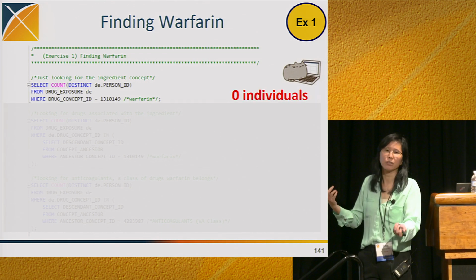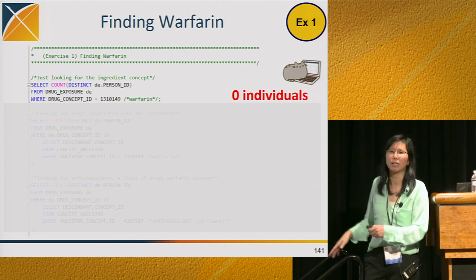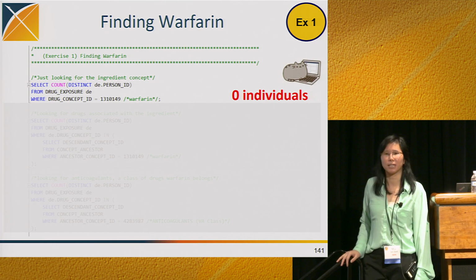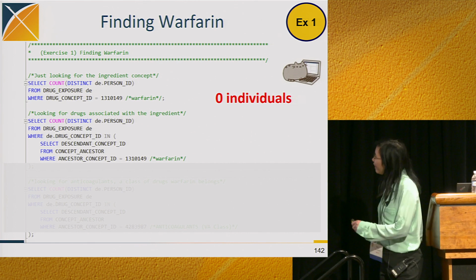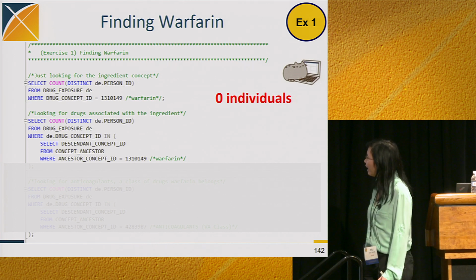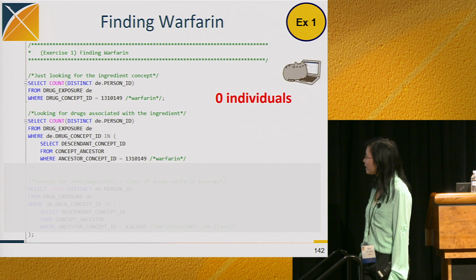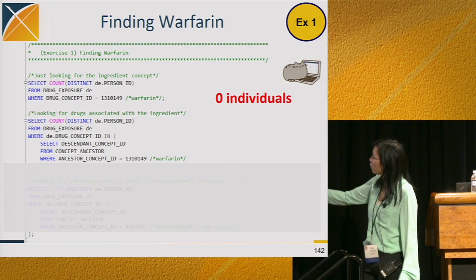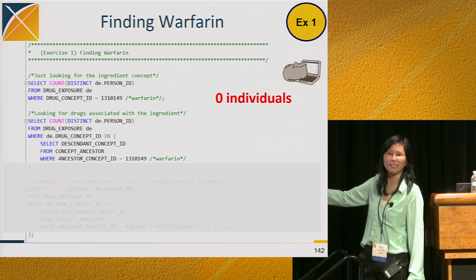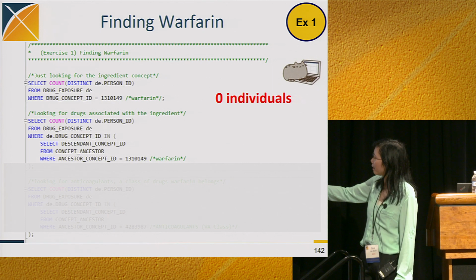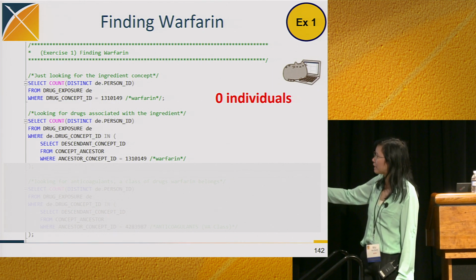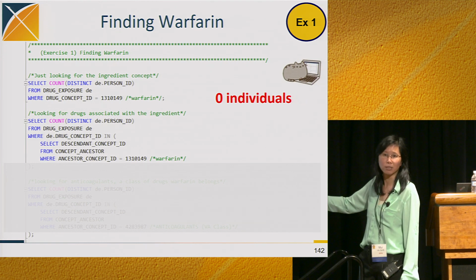Now, in some databases, you would have some because sometimes they do that. But in this particular SimPuf data asset, purposely, there are none. Okay? So the next one, if we do this, so I'm looking for, this is the right way to do it. Okay? So you're going to select the count of patients from drug exposure, where the drug concept ID is all the descendants of this ancestor.